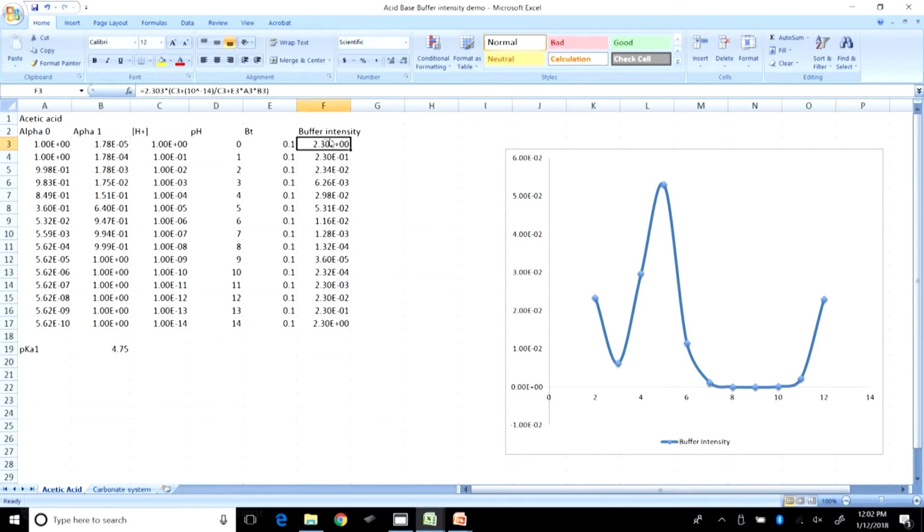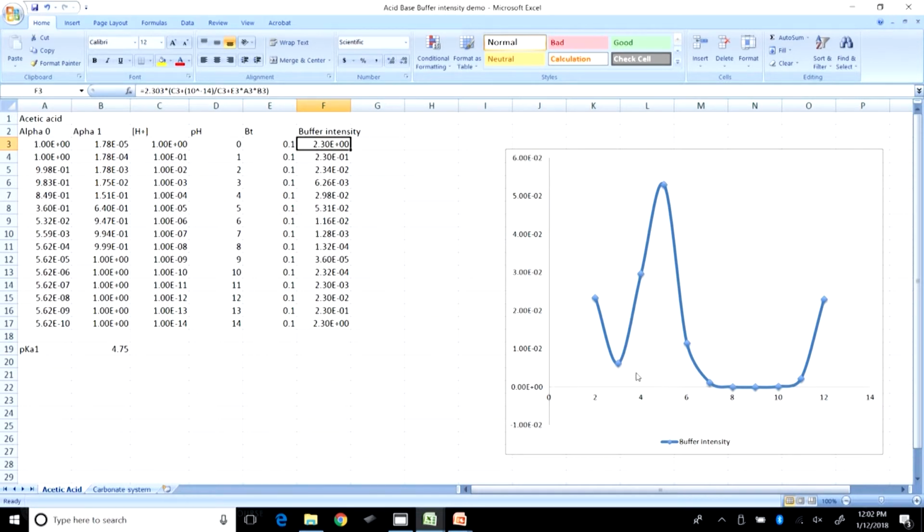Based on that, we calculate the buffer intensity here, and obviously it's varying. Here we have a graph where the y axis is buffer intensity and the x axis is the pH. For the graph, I only asked for it to be showing from pH 2 to pH 12, right. So what do you see here?